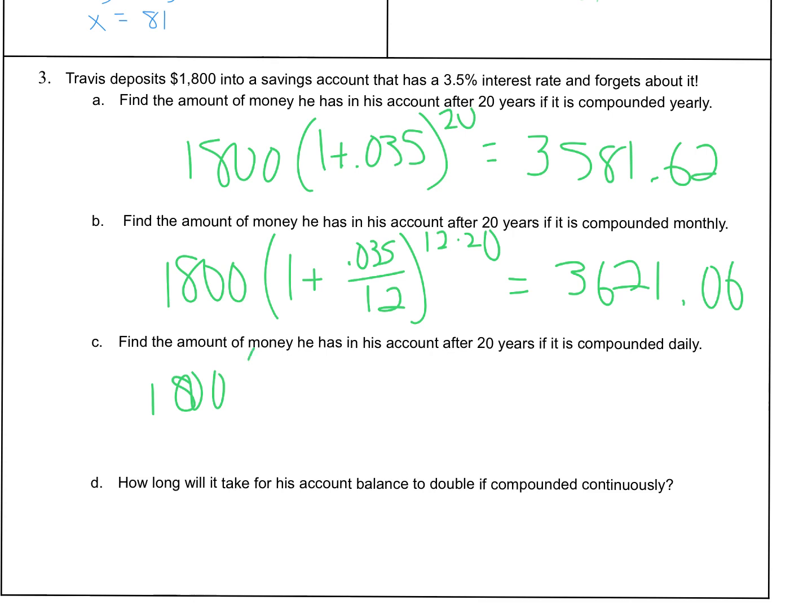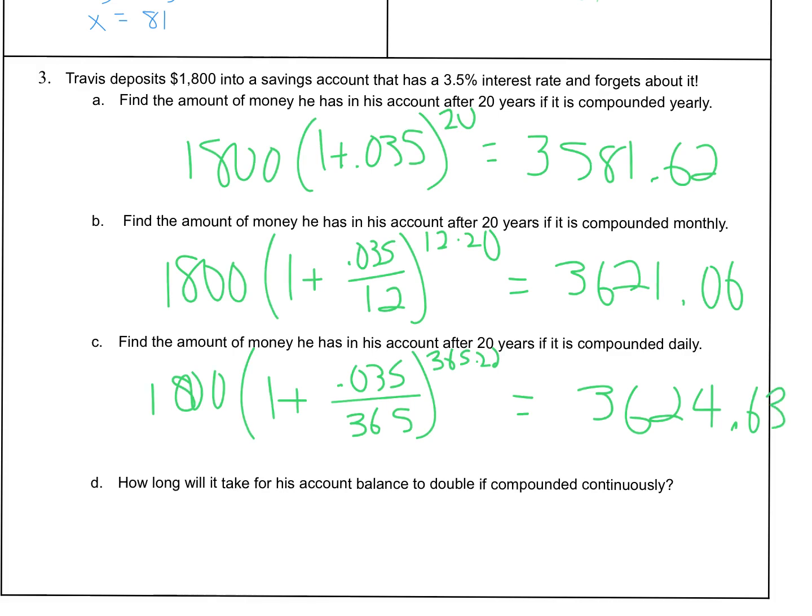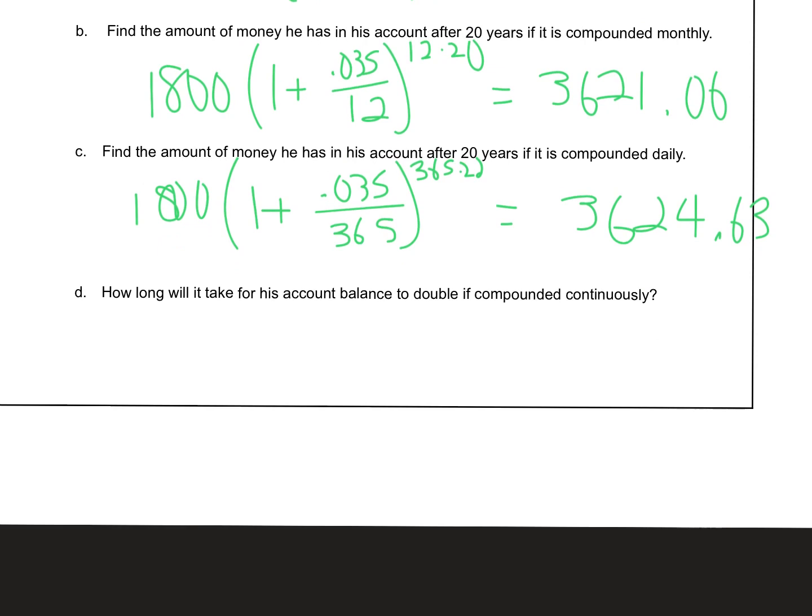Daily, well, there are 365 days. I suppose you could use 365 and a quarter, but I think we'll use 365. 365 times 20, so 1800 times 1 plus 0.035 over 365 raised to the 365 times 20. So it's, what, $3 more? Whoopity-doo. And then, how long will it take for his account balance to double if it is compounded continuously?